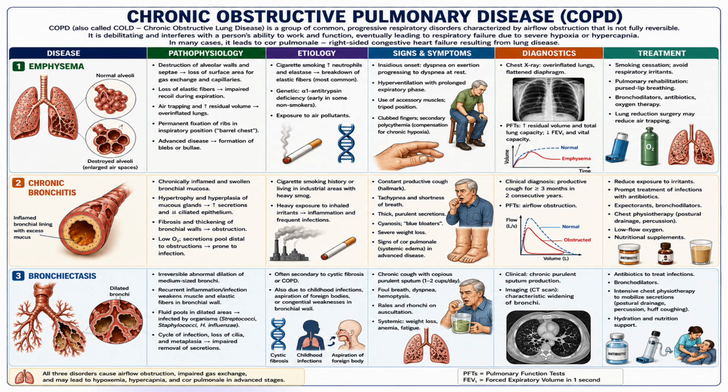Secretions are thick and purulent. Patients may appear cyanotic and are sometimes referred to as blue bloaters. Severe weight loss and signs of cor pulmonale, systemic edema, often develop as this progresses.